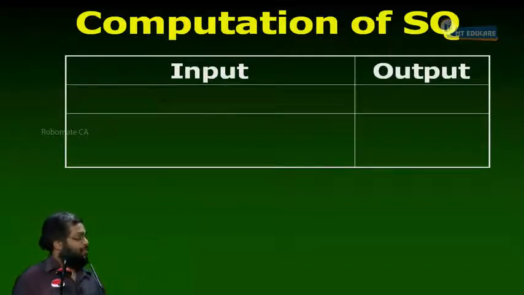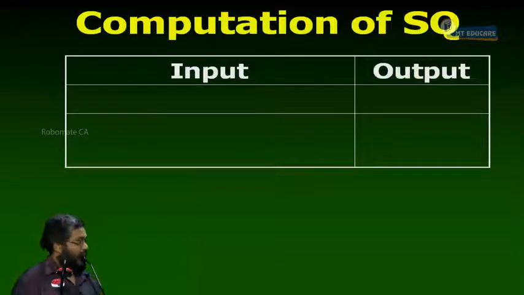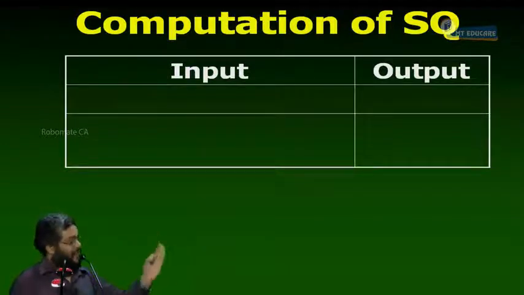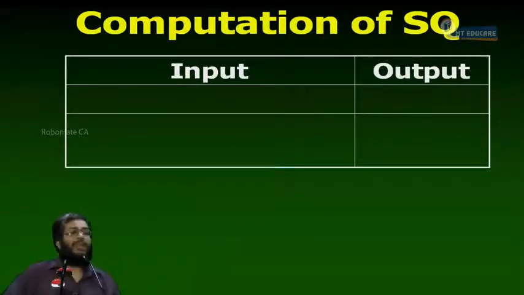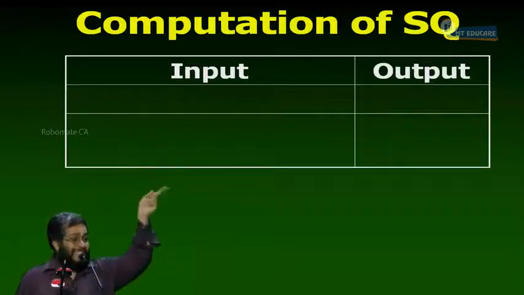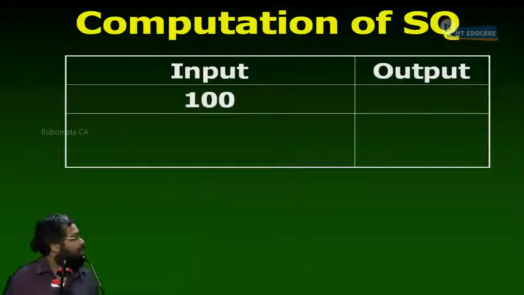What is SQ? Standard quantity for actual output. We should first know the standard. The standard says there is a standard loss of 10%. That means the budget says if you put 100, you should get 90. So the budgeted input-output ratio is 100 is to 90.